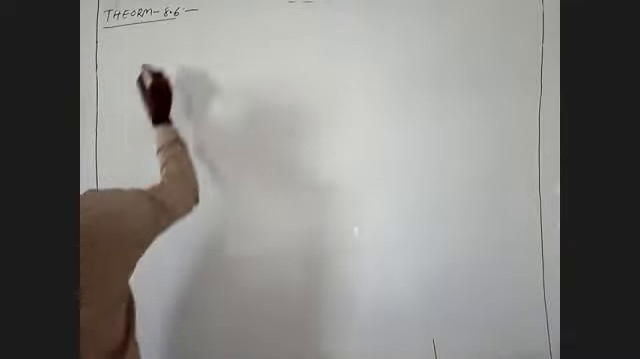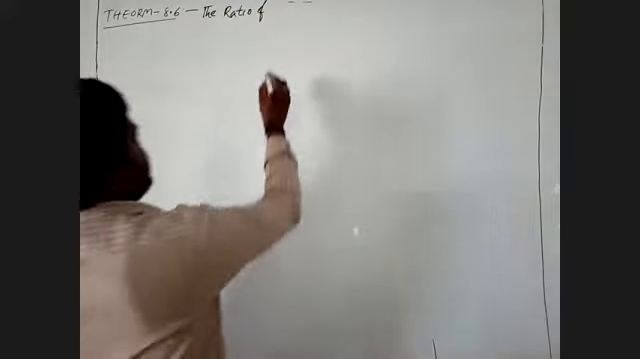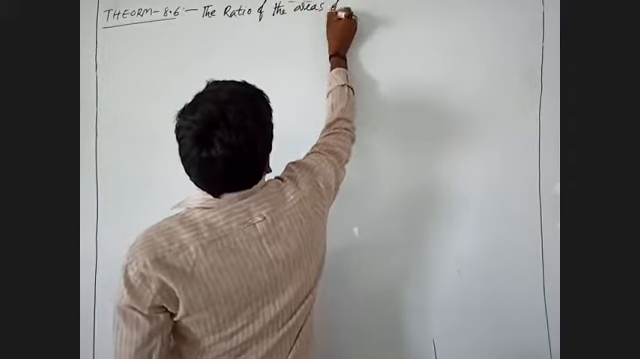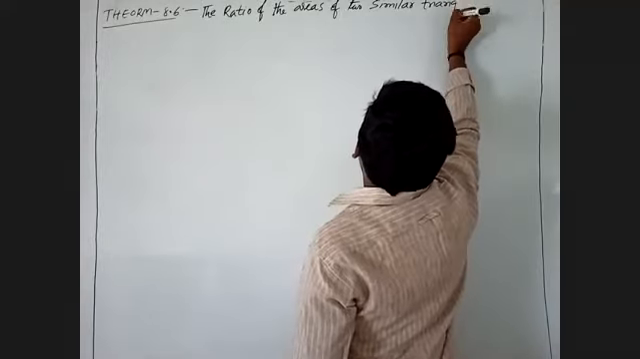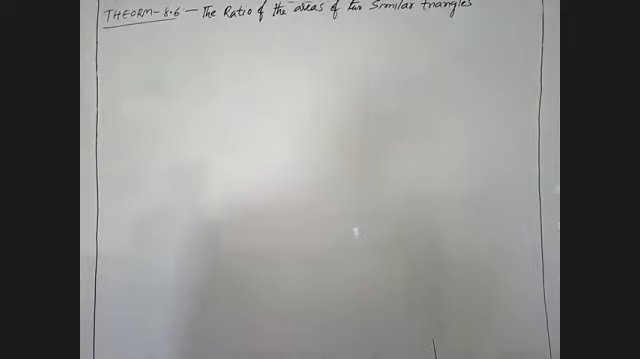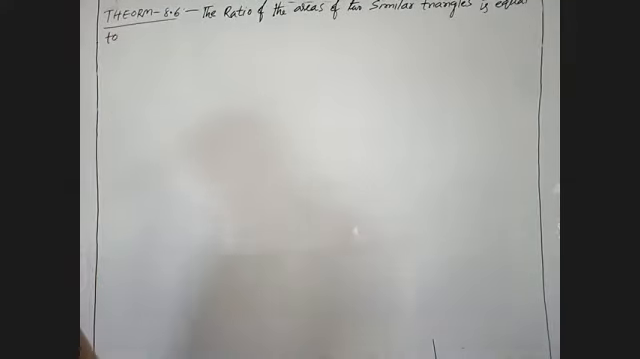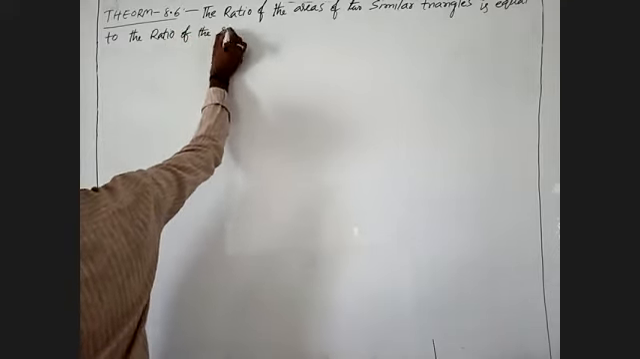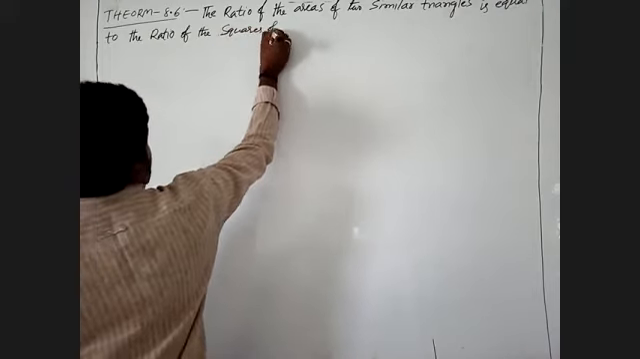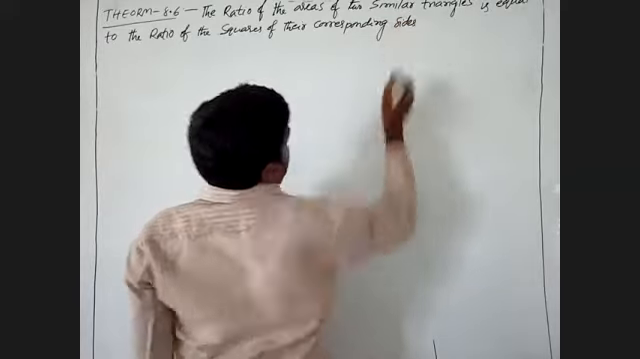Theorem 8.6: The ratio of the areas of two similar triangles is equal to the ratio of the squares of their corresponding sides. This is the most important theorem.